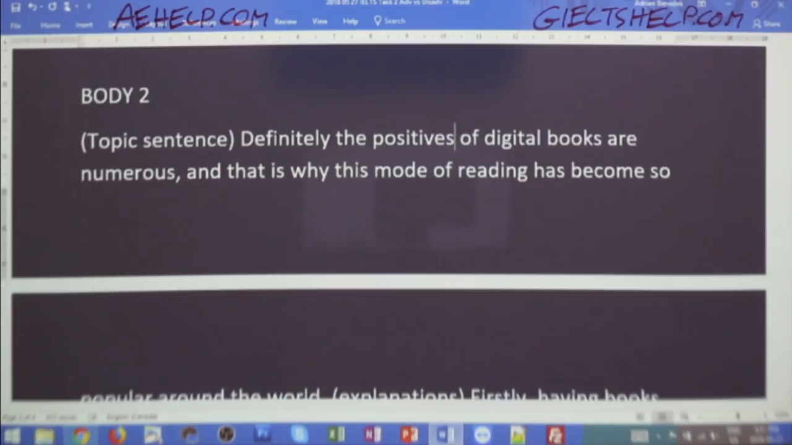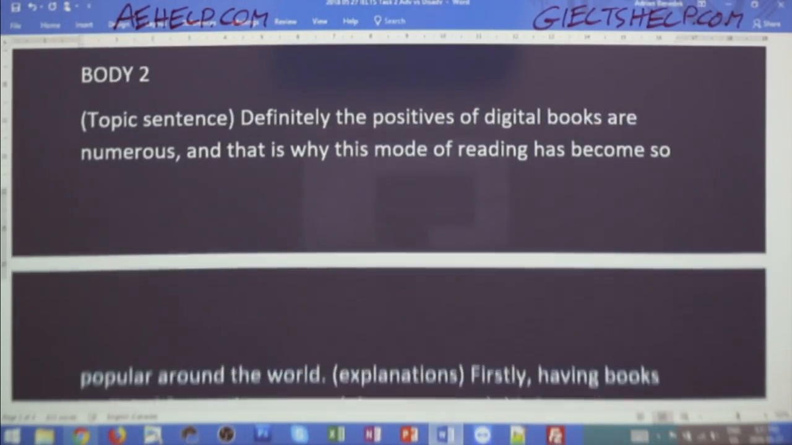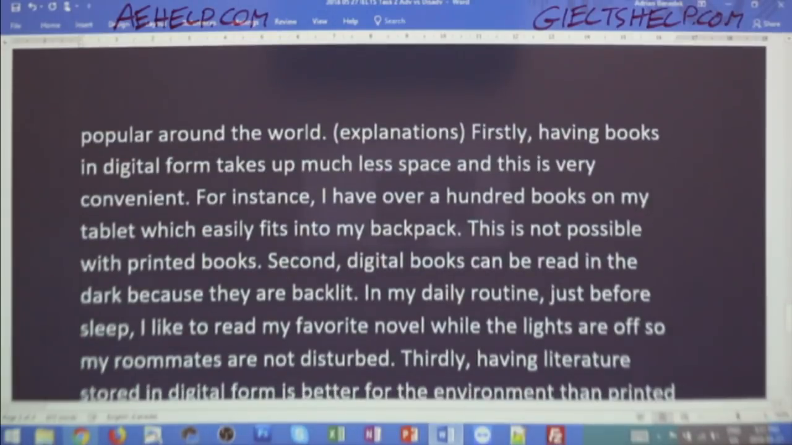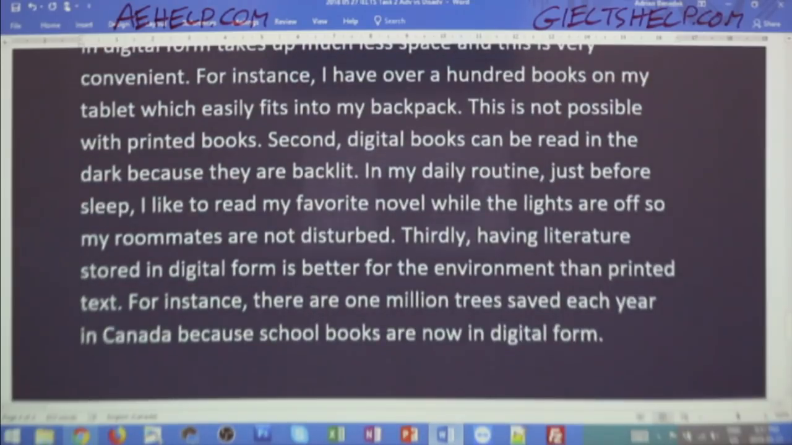Definitely, the positives of digital books are numerous, and that is why this mode of reading has become so popular around the world. Firstly, having books in digital form takes up much less space, and this is very convenient. For instance, I have over 100 books on my tablet, which easily fits into my backpack. This is not possible with printed books.